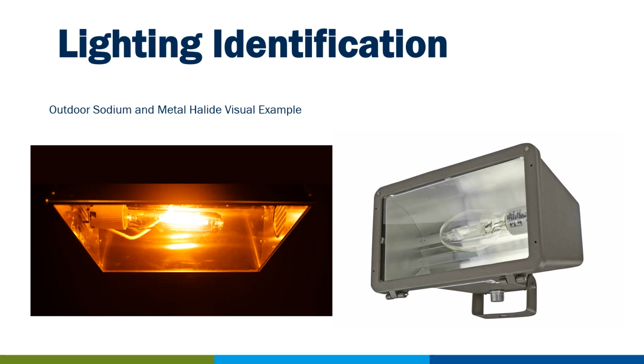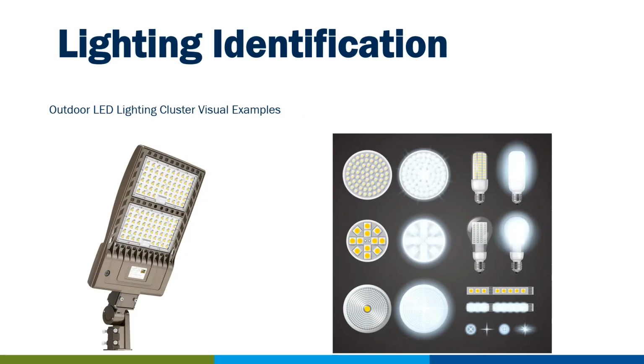Here we have two visual examples of a sodium vapor light on the left and a metal halide light on the right. Note the bulb enclosed behind the lens within the assembly. And finally, a visual example of an LED cluster being used for outdoor lighting. On the right side, we can see other examples of different shape and size configurations of LED clusters for various applications.